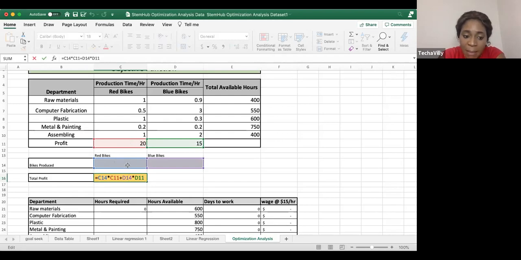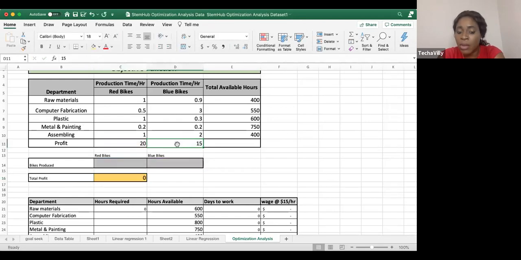If you're making 10 red bikes, you will see this when we run the analysis, because this table is formatted, and I'll show you how this is done. To make your profit, you multiply the number of red bikes by the amount you make on each bike, and then you add it to the blue bikes. The total number of blue bikes you're going to make, you multiply by the profit on each blue bike to know how much money you will get.